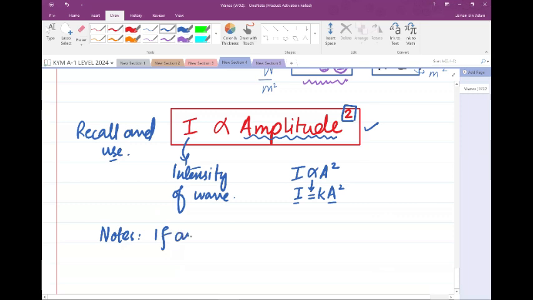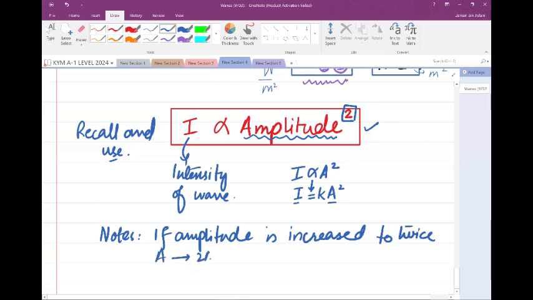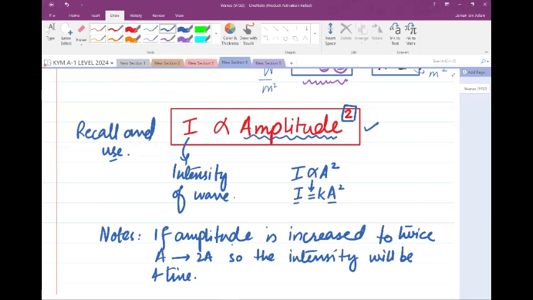All right. This simply means that if amplitude is increased to twice, if initially the amplitude was A and now it has become 2A, so the intensity will be 4 times. That means now if a wave has its amplitude increased to 2A, that wave will now carry 4 times the original amount of energy.